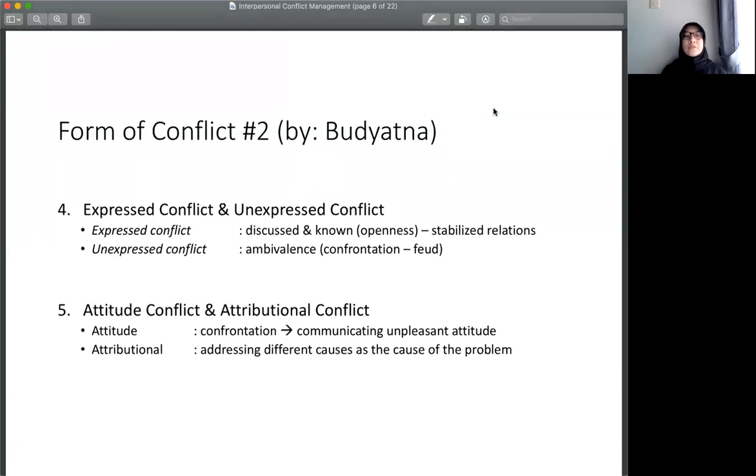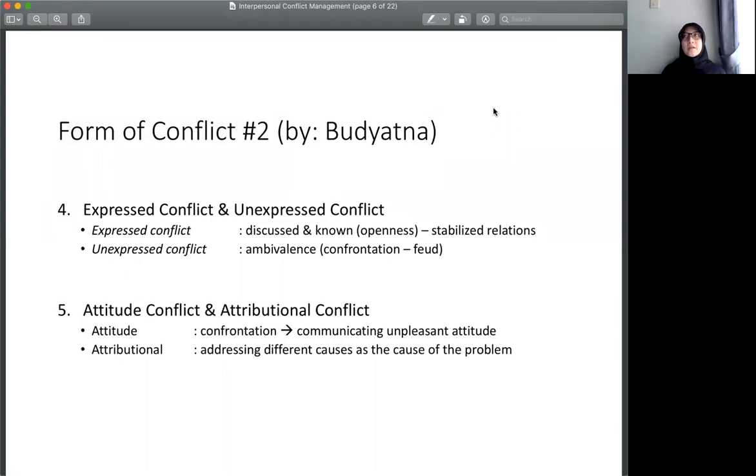Next one is expressed conflict and unexpressed conflict. Expressed conflict usually causes the relationship to get stabilized, because it is discussed and known by each person involved in that conflict.